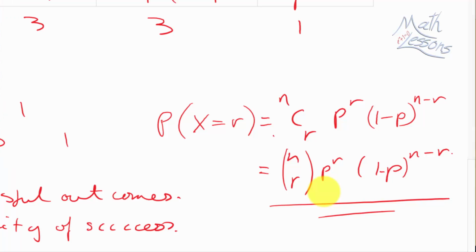In the next film I'll go on to do an example, and I'll also go on to look at the mean and variance of a binomial.